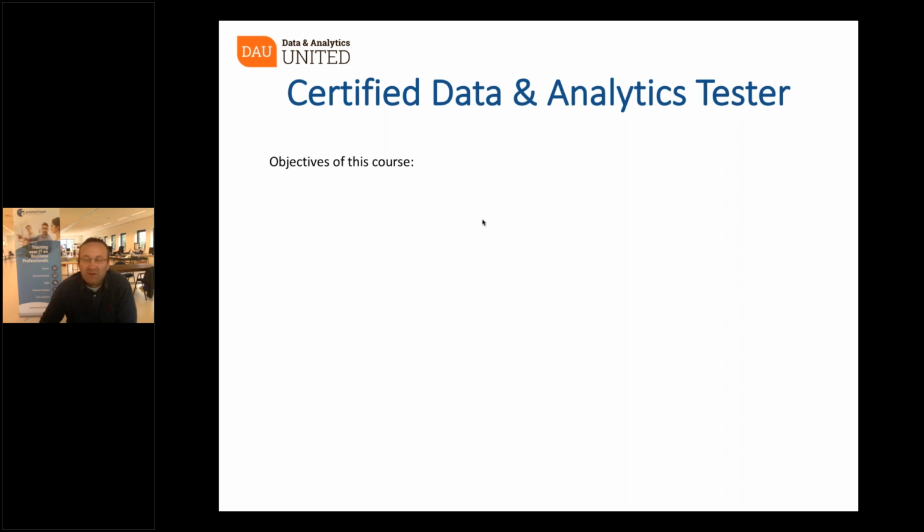I also want to tell you in advance that it's not a course where we're going to explain the complete ISTQB certified foundation level content, because we already expect that the participants of this course have that knowledge. So basically what we want is to really focus on the data analytics and the business intelligence part, and that will be a big part of the course.